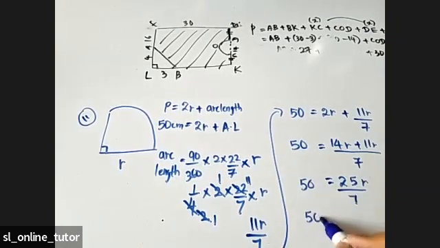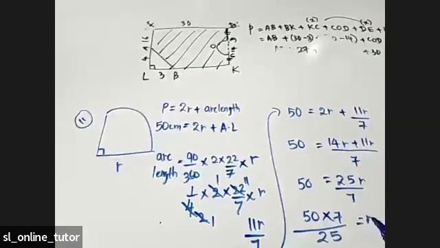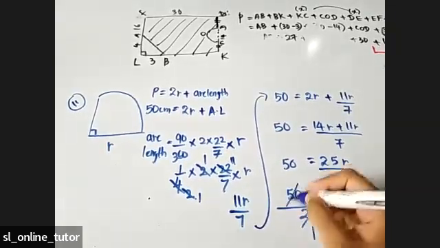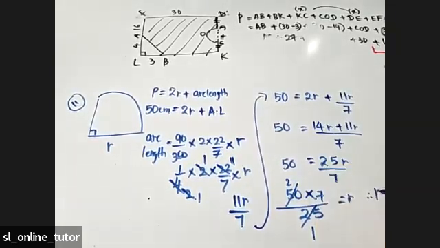Now keep R alone. So take 7 here, divide by 25. Now you get R as the subject. Now we have to simplify. 25 times 1, 25 times 2. Therefore, R is equal to 14 centimeter.